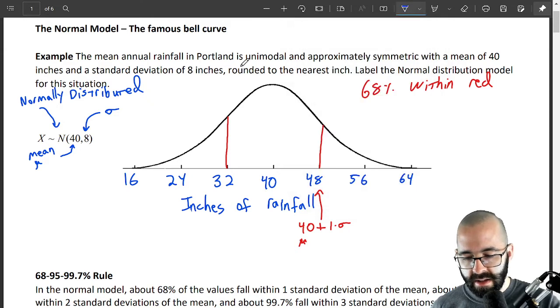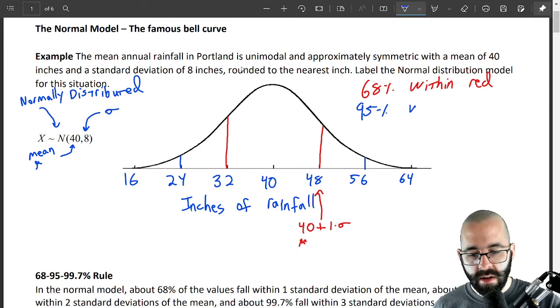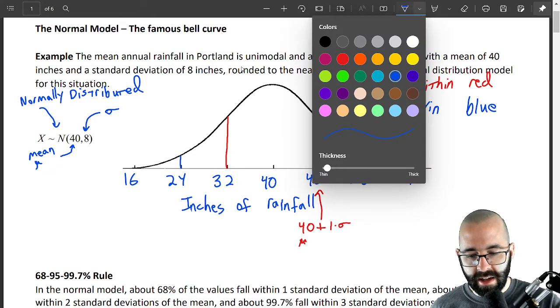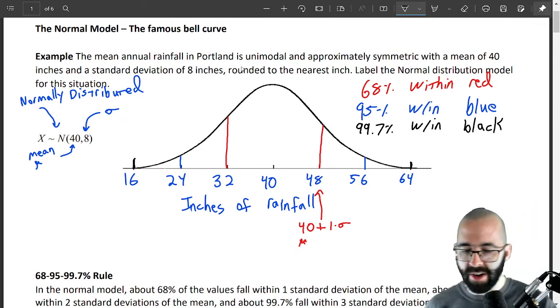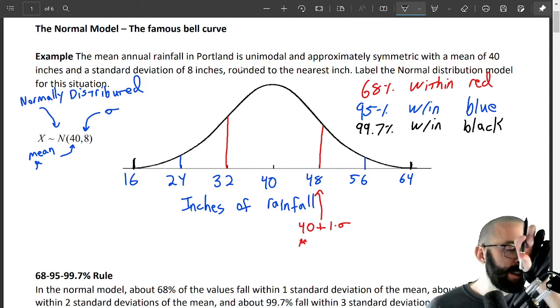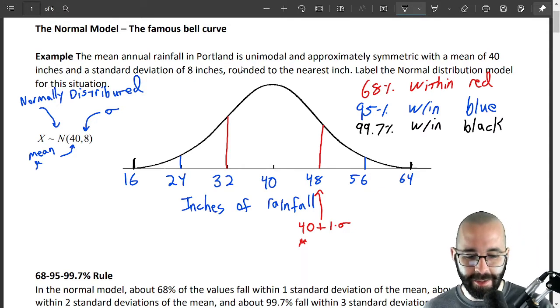Let's say 95% is within the blue bars. And the last color, what color do I want that's different enough? White. Yeah, that'd be a great choice. I don't know, black. 99.7% within the black. All right, and you can even see on this little graph, it doesn't even look like there's anything outside of the black. And there is, just 0.3%, so not very much.